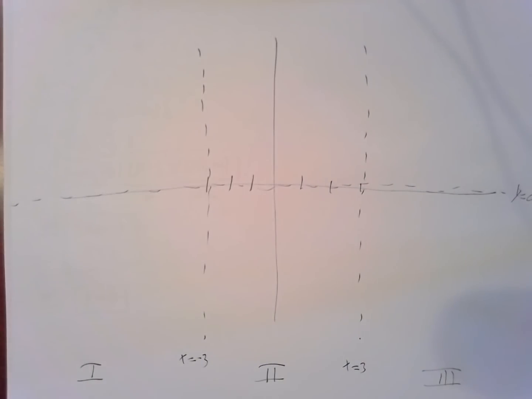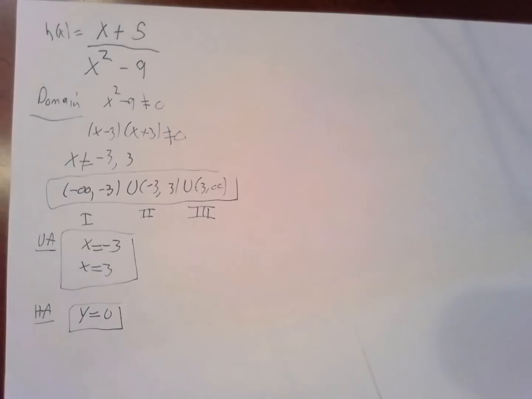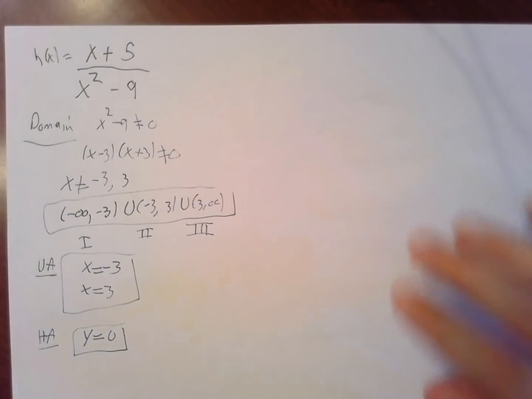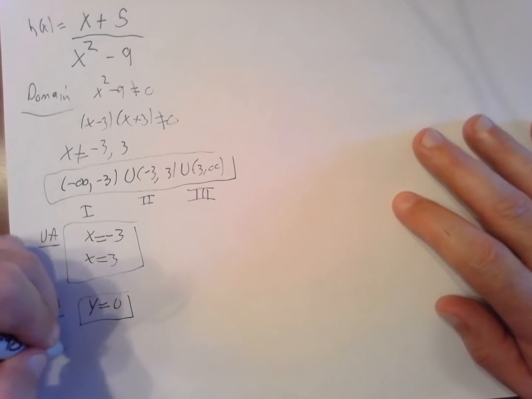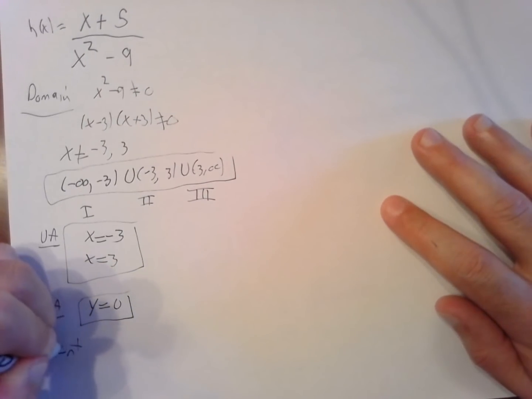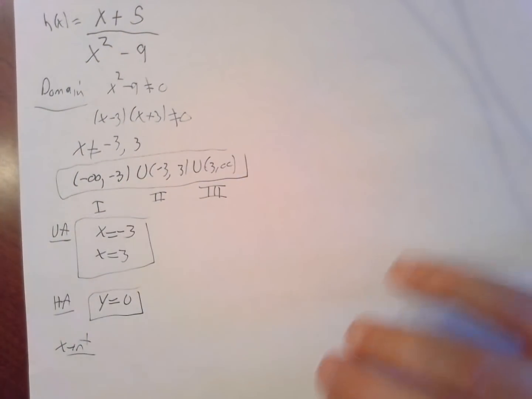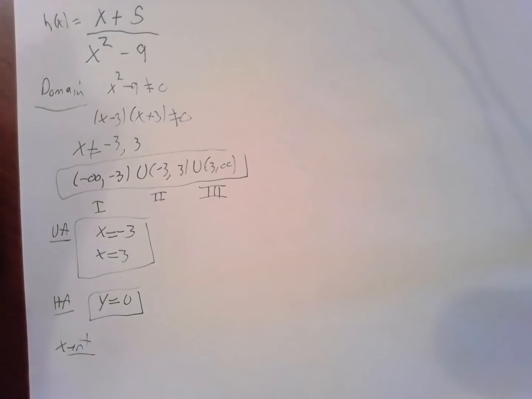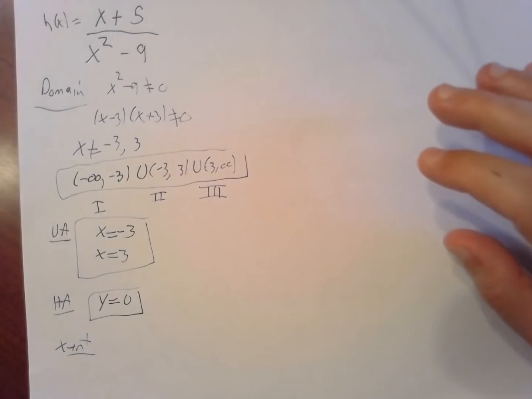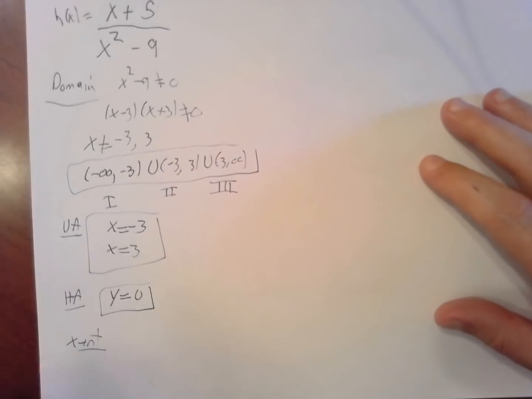Okay, what do we do next? We start plotting some points. We find some intercepts. Okay, so the x-intercepts. Sometimes you have 1, sometimes you have none. Sometimes you have 2, sometimes you have 10. You can have a bunch of x-intercepts. You can't have more than one y-intercept, but you can have a bunch of x-intercepts.